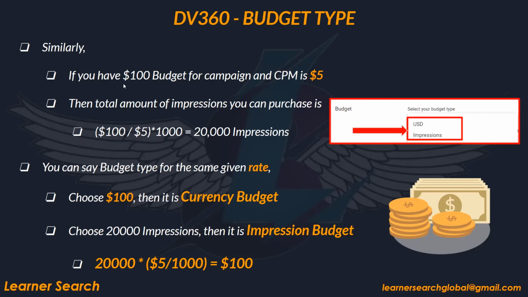That means either you can give 100 or 20,000 impressions. You can say budget type for a given rate, by choosing $100, is currency budget, which is entered once you choose currency budget here. And when you choose 20,000 to enter in this section, that is impression budget. If you calculate it, you will get $100. That means either you can give $100 as a budget, or you can give 20,000 impressions as a budget. So both are the same.